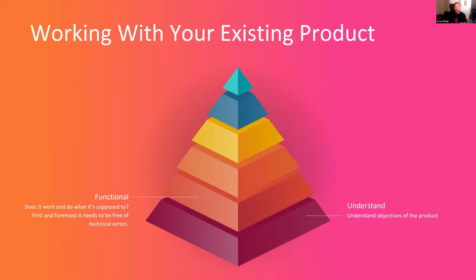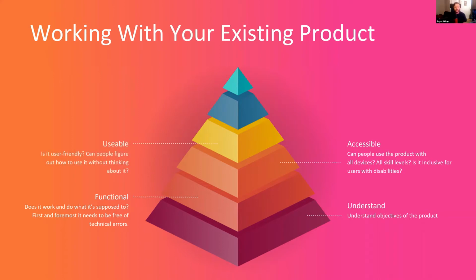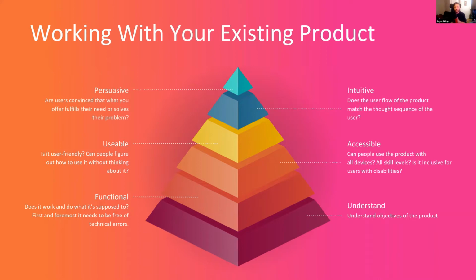You need to make sure that the product is working as expected before moving on to the things we've discussed today. These provide the groundwork or the foundation for what we've talked about. Then we can move on to what we've been discussing today, and we'd start with accessibility. So can people use the product on all devices, at all user skill levels? Is it inclusive? How does it work against the WCAG guidelines? Then we'd move on to usable. Is it user friendly? Can people use the product instinctively? Then intuitive. Does it match the user's thought sequences? And finally, persuasive. Are users convinced by your offering that you're going to fulfill their needs?